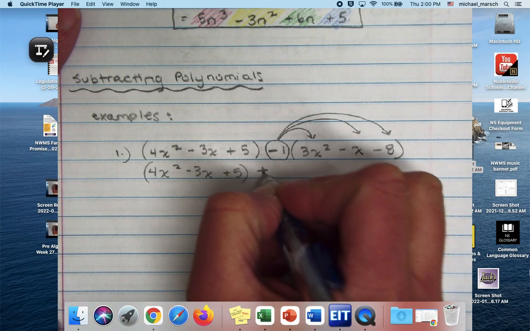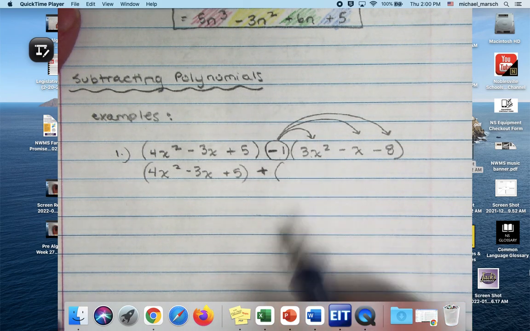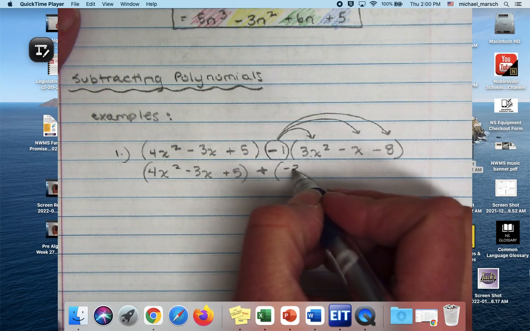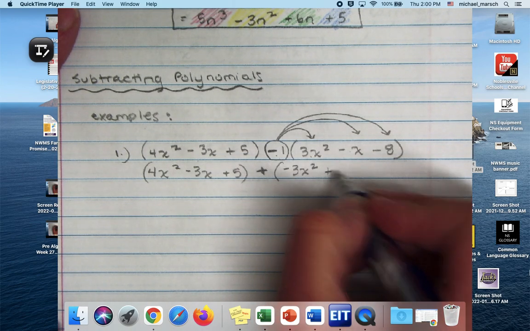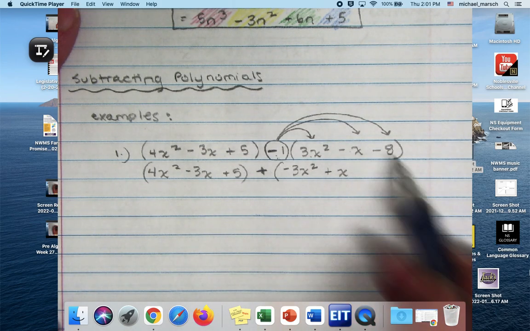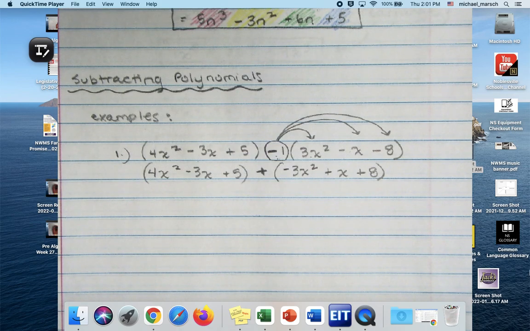Okay, so my first polynomial doesn't change. I'm going to change this to addition. What is -1 times 3x squared? -3x squared. What's -1 times -1x? Positive x. -1 times -8. And now I have an addition problem.